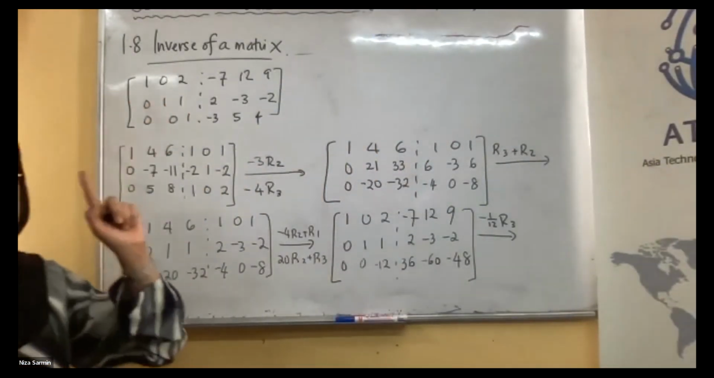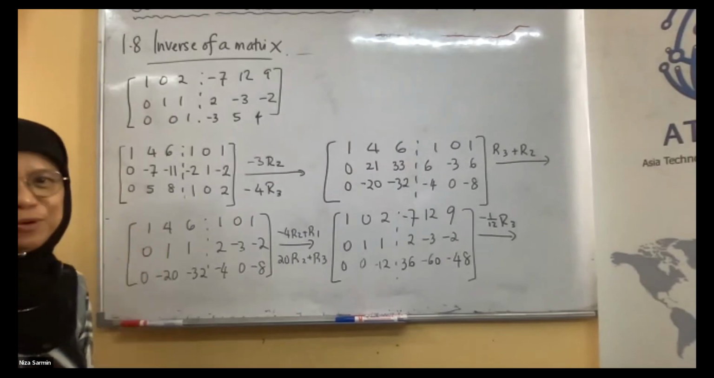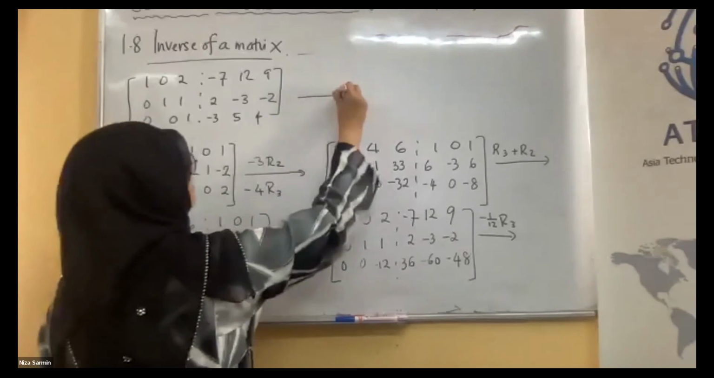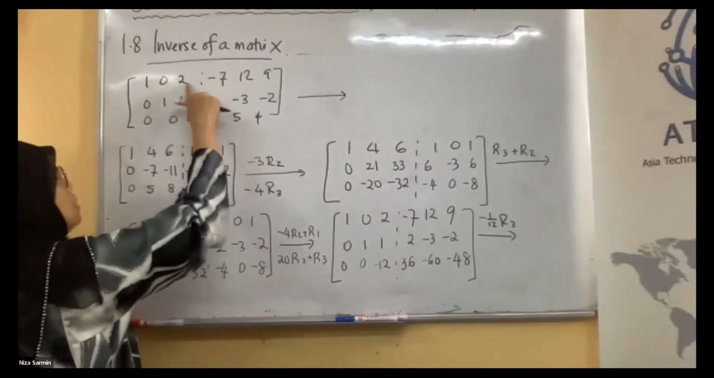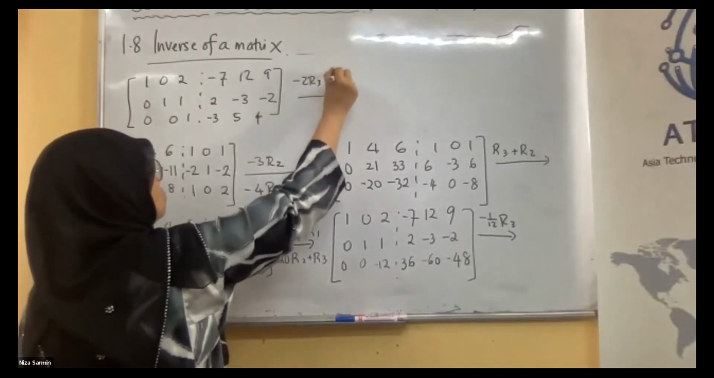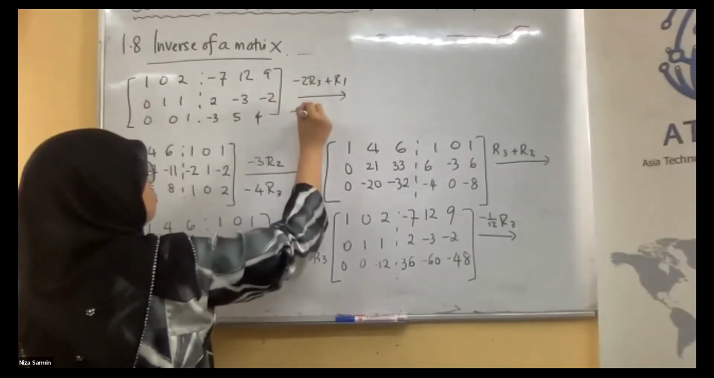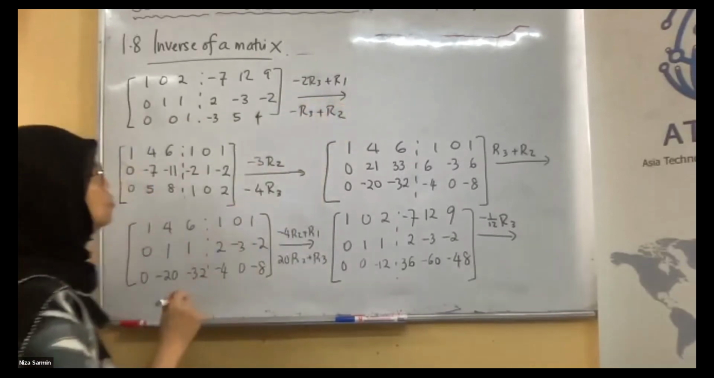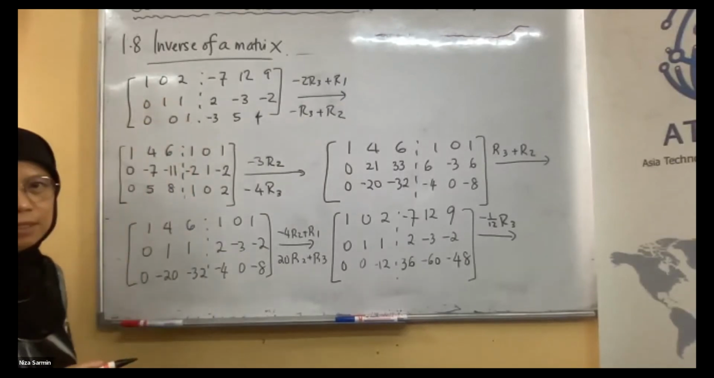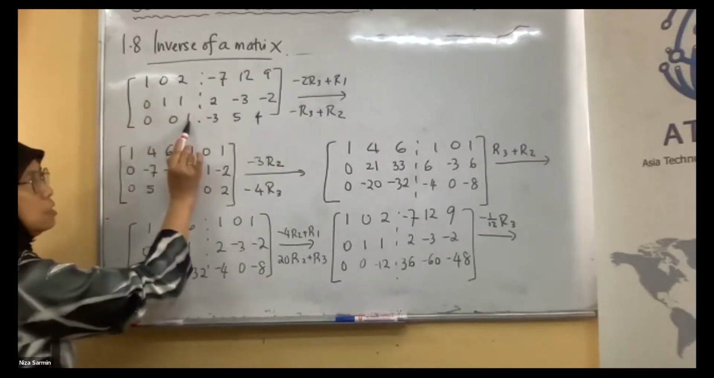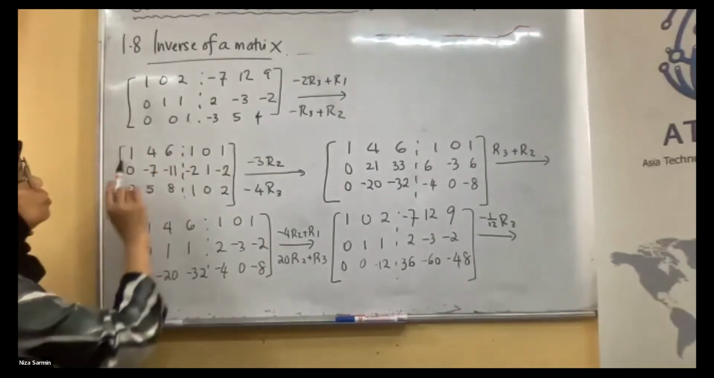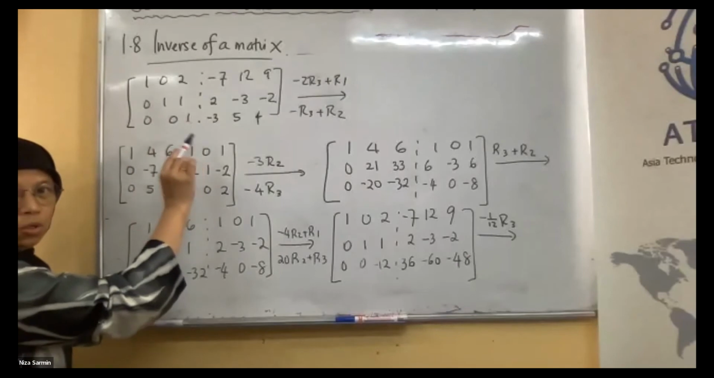Okay. Now only one more. Just one more. Last one. Then we will get the answer. All right. So this one, you have to make this and this 0. So negative 2 row 3 plus row 1. Negative row 3 plus row 2. This, negative 2 row 3 plus this, you will get this to be 0. Negative row 3 plus row 2, then you will get that to be 0. So you don't change row 3.